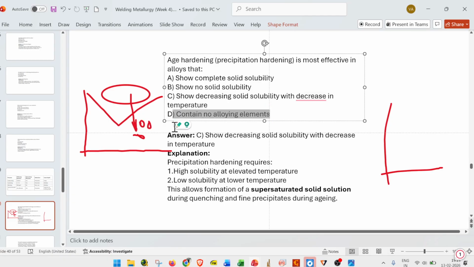Contain no alloying element. If it is a pure phase, there will be no transfer, no precipitation formation. So the answer will be C.